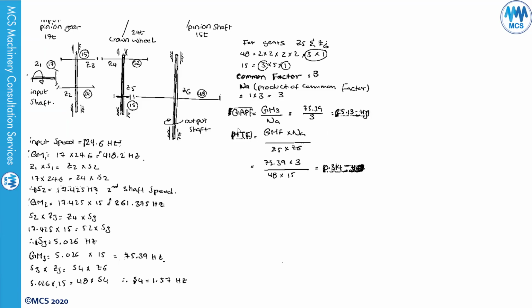You calculate this one. And if you want to calculate the hunting tooth frequency, it will be the gear meshing frequency, which is 75.39, multiplied by the product of the common factor, which is 3, divided by Z5, which is 48, multiplied by 15, which is 0.314 as a sub-synchronous peak. So with this example, we are able to calculate the speeds, the gear meshing frequency, the common factor, the product of the common factor, the gear assembly phase factor, and the hunting tooth frequency.